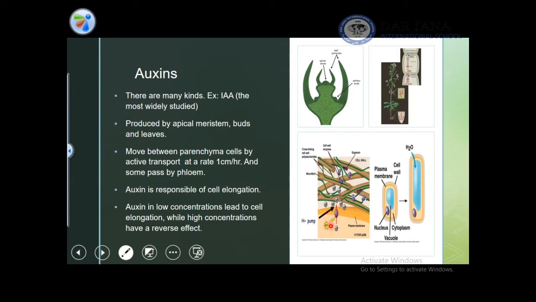Now, whenever hydrogen ions move away from the cytoplasm to outside the cell, there is a decrease in the acidity of the cytoplasm, and this will allow water to enter the internal part of the cell, and this will make the cell elongation process. This is concerning the first function of auxin. So the first function of auxin, as we have said, is cell elongation by allowing water molecules to enter the cytoplasm of the cell, and by the weakening process of the cell wall.